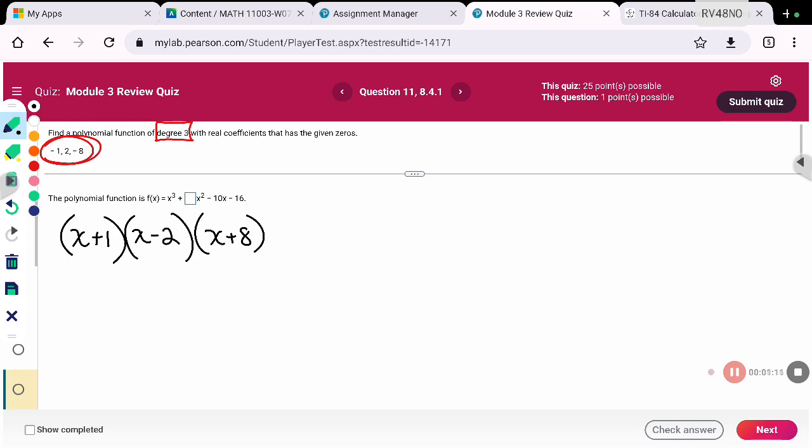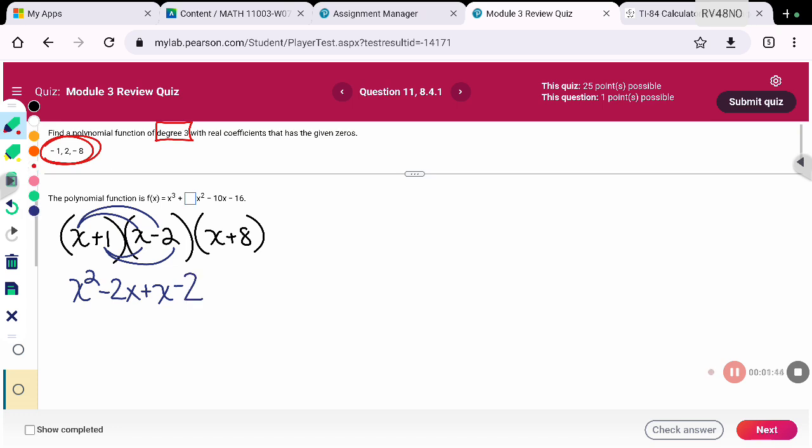And then I am going to multiply all three of these factors together, starting with the first two factors. So x times x gives me x squared. My outside, x times -2, gives me -2x. My inside, +1 times x gives me +1x. And then my last, +1 times -2 gives me -2.